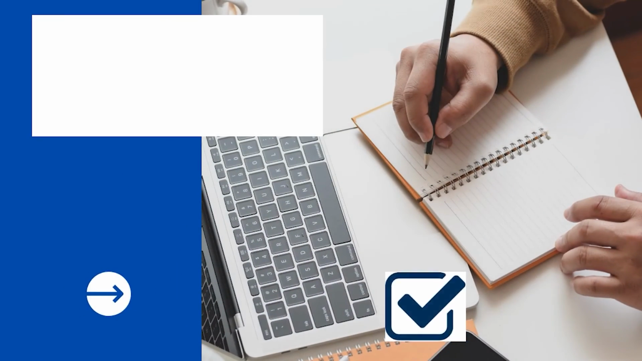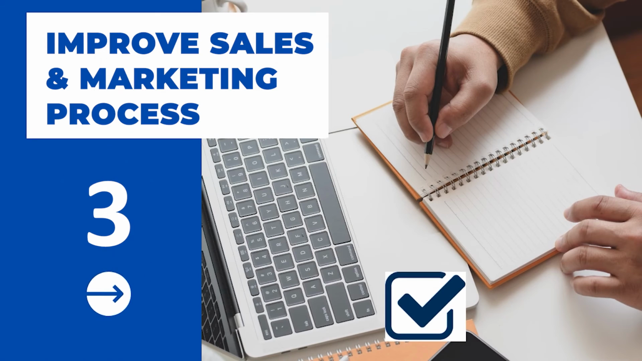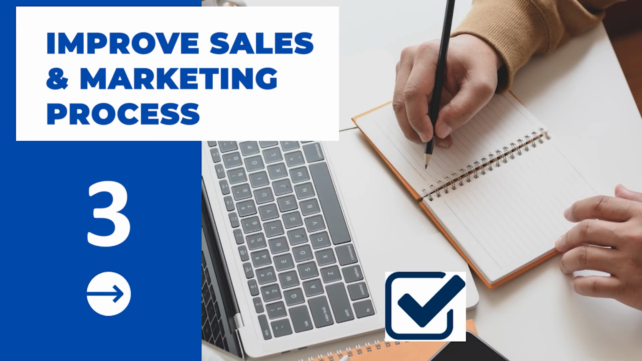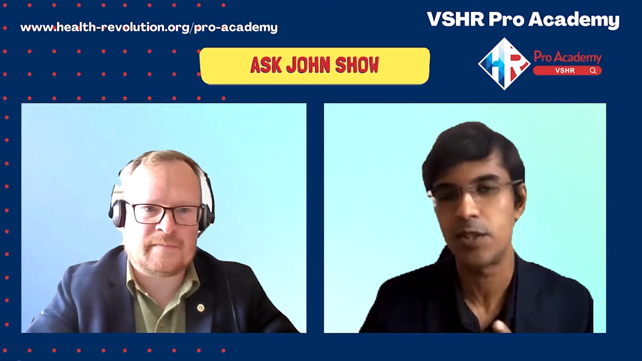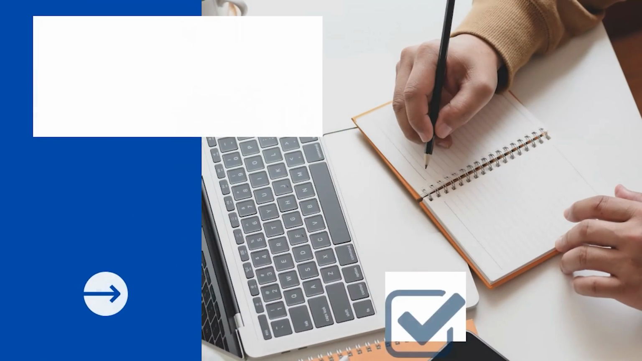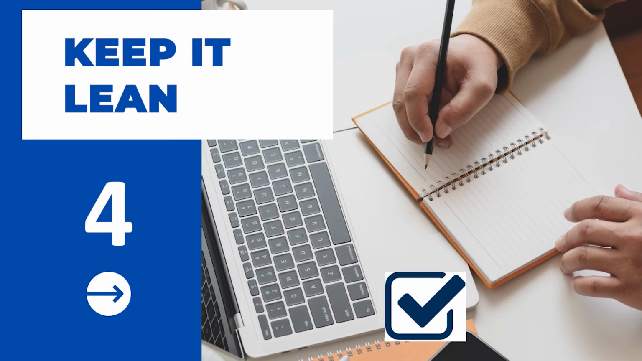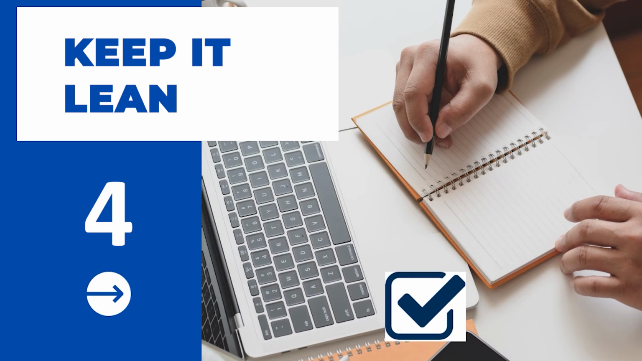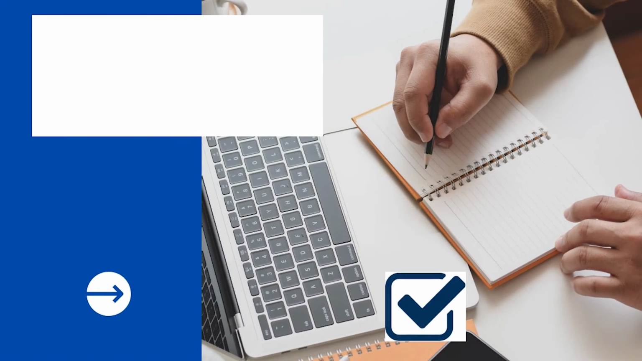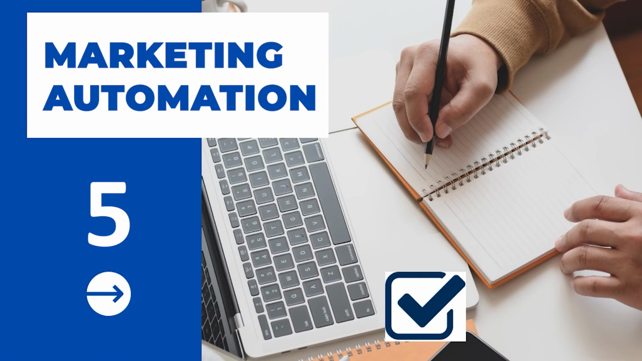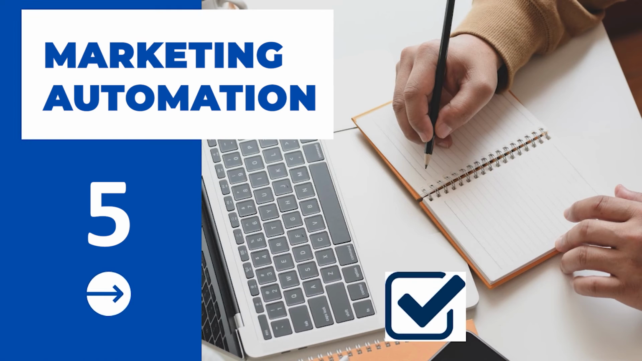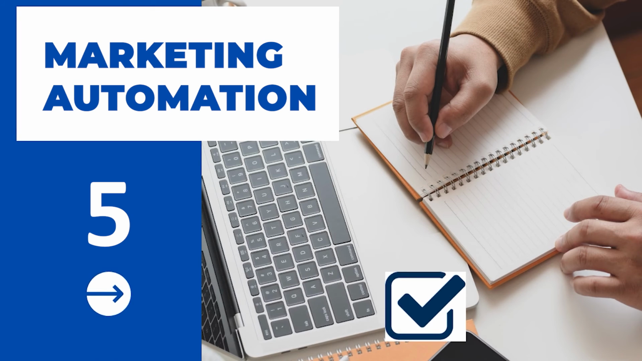Number three is about improving the sales and marketing process. This is related to number two, which I just mentioned. You need to have the right process and you can always continuously improve it. Number four, keep it lean. Keep it lean, not heavy, in the beginning as an entrepreneur. Number five, automate. Marketing is one of the ways you can automate many processes, and we just gave one example which is very helpful.